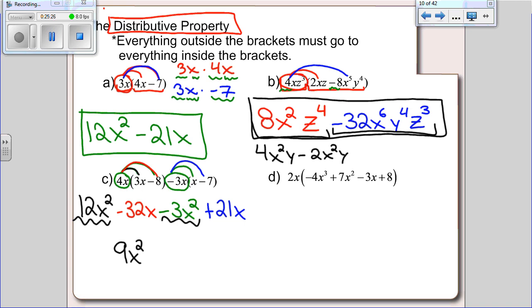I have another like term. I have negative 32 and plus 21, and they both have an x with them. So negative 32x plus 21x would give me negative 11x. The way I'm calculating that is in my calculator, I just went negative 32 plus 21, and that tells me negative 11 is how many x's I'm left with. That's what I can put in my calculator to figure out how many x's I have. Your calculator, you can't put the x in.